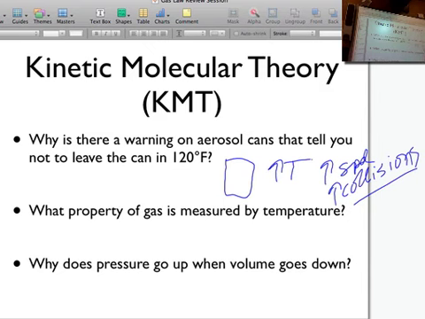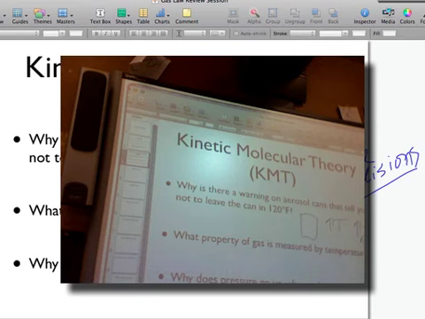Question or comment? Is that why you can't put an aerosol bottle in fire, because it blows up?